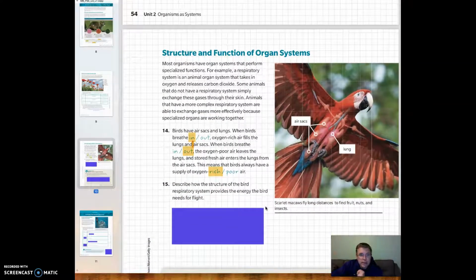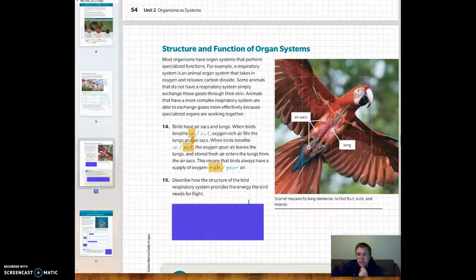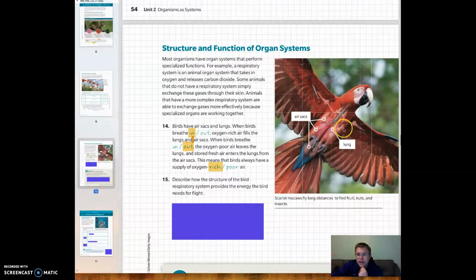Kind of going along with that, moving on up to an organ system here, just more examples. We're taking a look at a macaw in this case, but birds in general. As they fly around, it takes tons and tons of energy for them to be able to do that. So birds have developed a very advanced respiratory system that's just phenomenally efficient, way more efficient than what our lungs, our respiratory system, are.